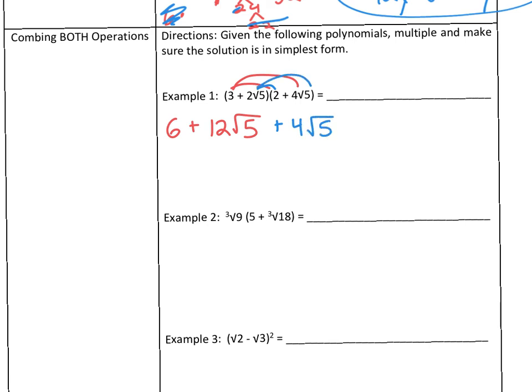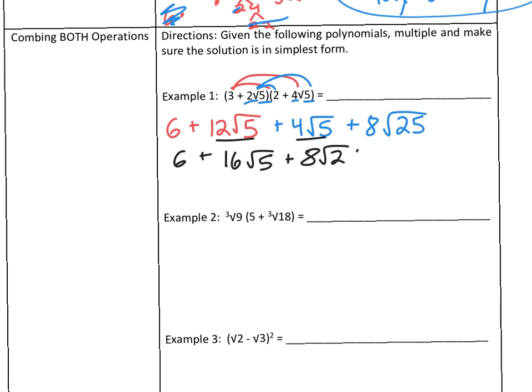And then the 2 square root of 5 times 4 square root of 5 is going to be, multiply the coefficients, 2 times 4 is 8. Multiply the inside, square root of 5 times square root of 5 is 25. Now I'm going to combine like terms here. So 6 doesn't have any like terms. 12 square roots of 5 and 4 square roots of 5, that can be combined. 12 plus 4 is 16 square roots of 5. And then we have plus 8 square roots of 25.